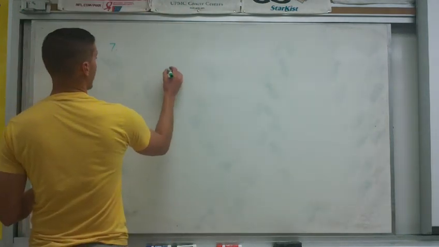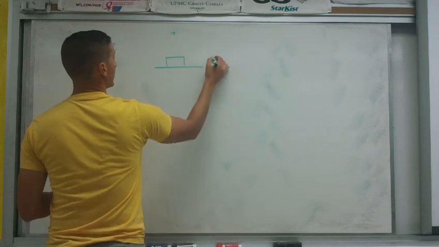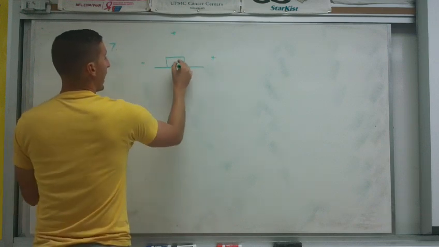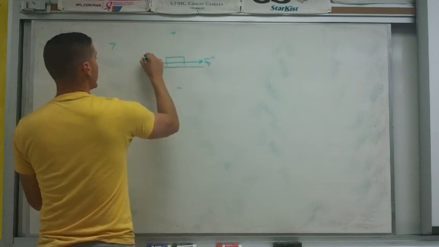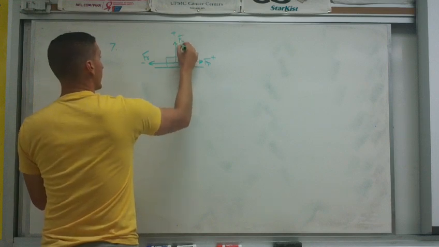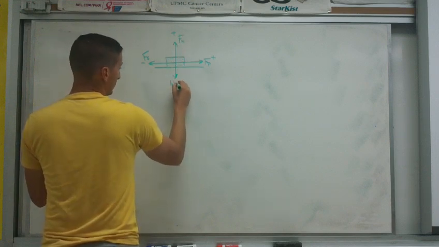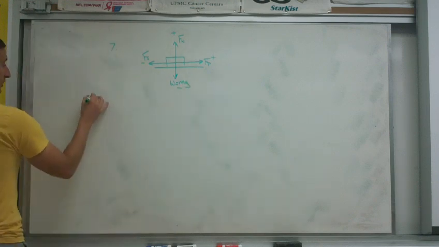So we want to find mu s and mu k. I draw my free body diagram. That's going to hold true for both. Positive, positive, negative, negative. I know I'm pushing it, so I say FP. There's friction opposing it, FF. Normal force and weight of the block. There's your free body diagram. So I'll do static first.